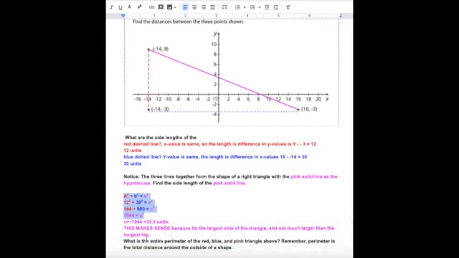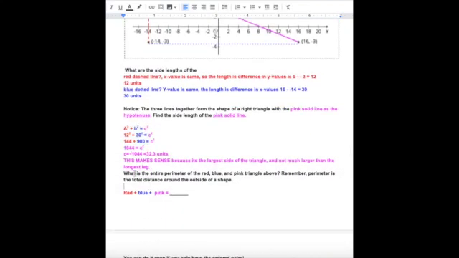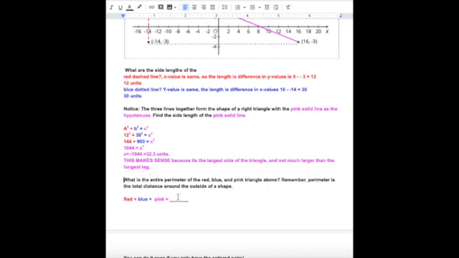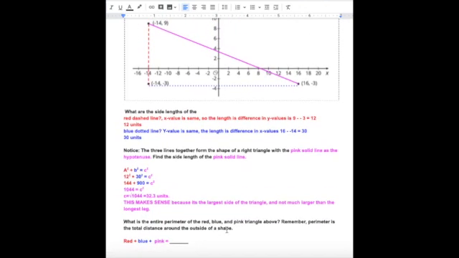Okay? So, one more question. What's the entire perimeter of the red, blue, and pink triangle above? Perimeter is the total distance around the outside of a shape, so we can just add them together. Red was 12. Blue was 30. Pink was like 32.3. So total, that gives us 62.3 plus 12 is 74.3-ish. Just another type of thing. If you have a perimeter question in your Google form, add all your side lengths.